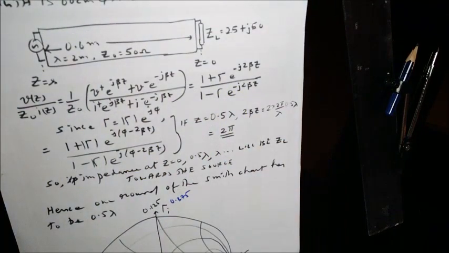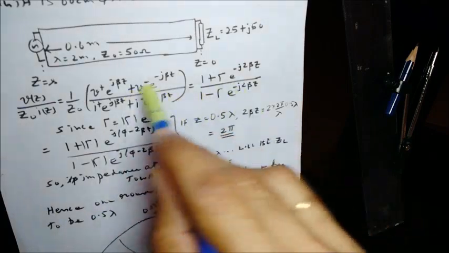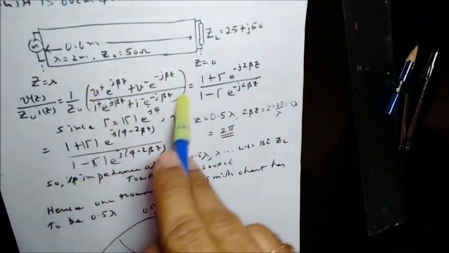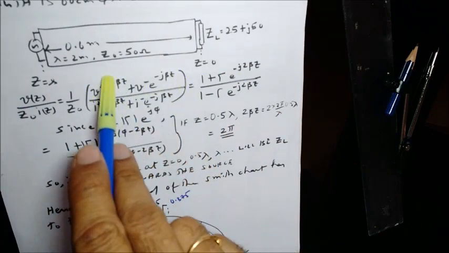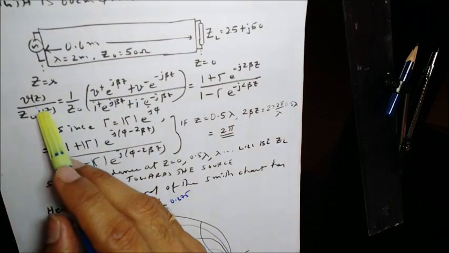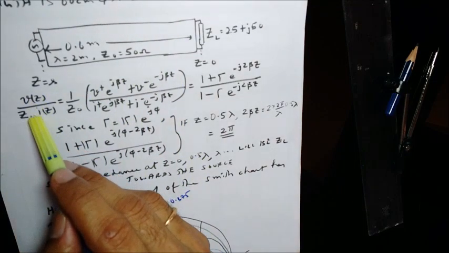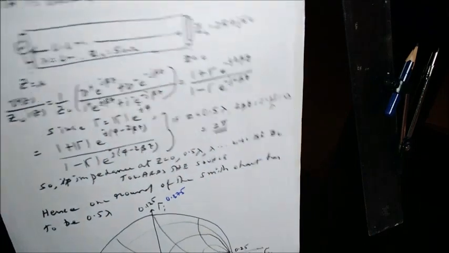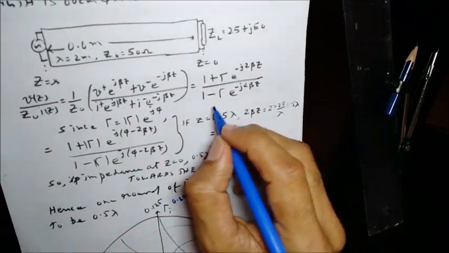You can just go through one of the previous videos. You will find that this is indeed what we get when we divide the numerator and denominator with V plus e raised to j beta z. Okay, so the normalized impedance, normalized with respect to the characteristic impedance at any point z of the transmission line, is given by this expression.